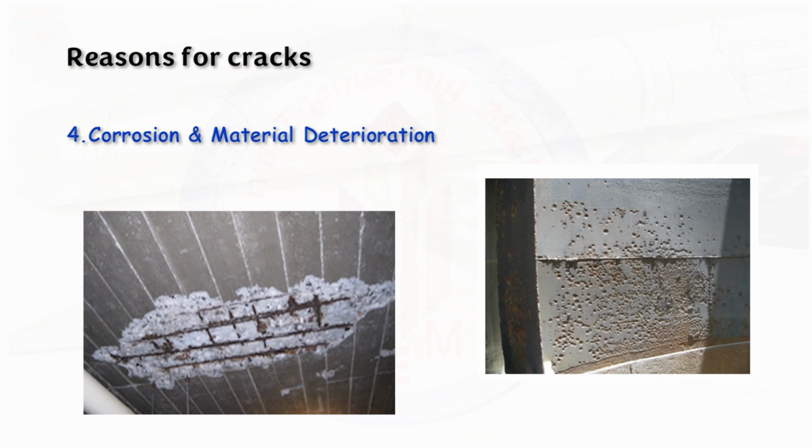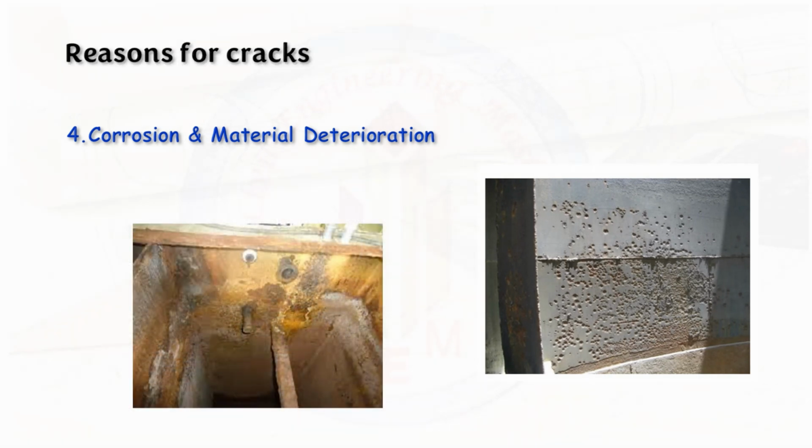Next one is corrosion and material deterioration. Corrosion of the steel reinforcement within the concrete can weaken the structure. It leads to leaks and distress. Also, the corrosion of reinforcement can cause the falling of concrete around the structure. Corrosion of steel reinforcement is less common in masonry overhead tanks, but it can occur in metal components like pipes, leading to leaks and cracks.